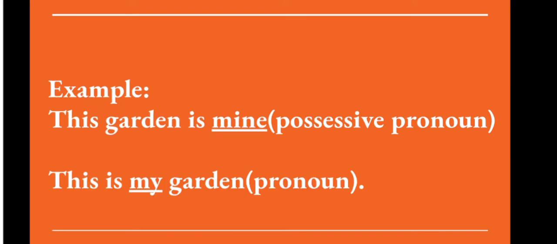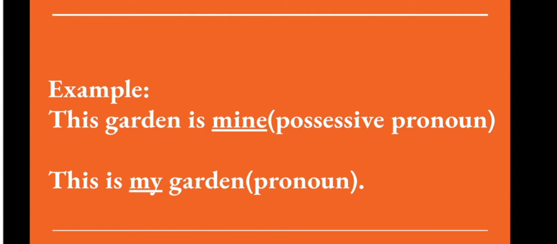So let's look at an example, and by this example you will understand the difference between a possessive pronoun and a pronoun. We have a sentence, but it's written in two ways. Let's look at the first sentence. This garden is mine. And look at the next sentence. This is my garden.